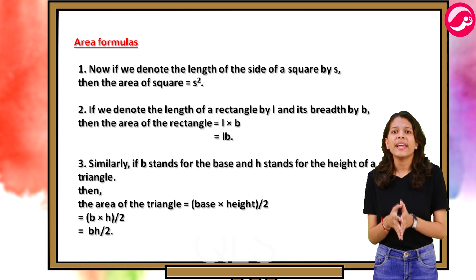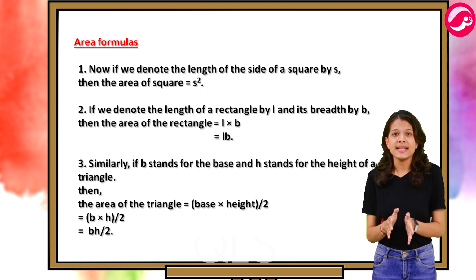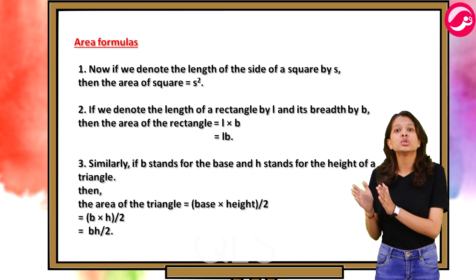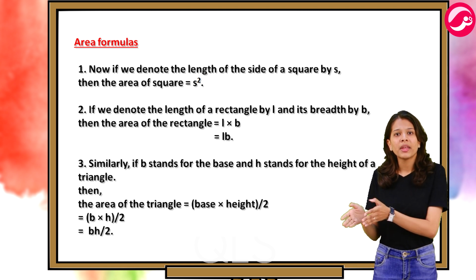Now the second one is the area formulas. If we denote the length of the side of a square by S, then the area of the square is equal to S square, that is side square.